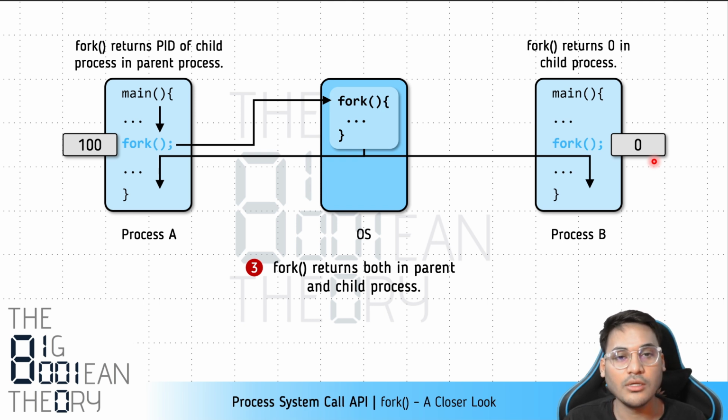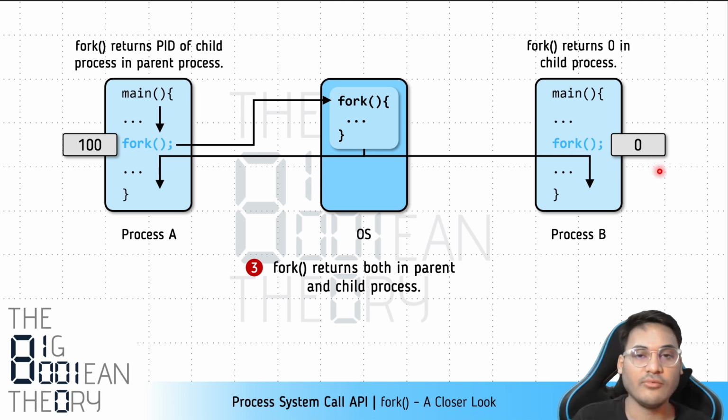Also, when the fork system call returns, the return values are different. In the parent process, it's the PID of the child. In the child process, it's 0. So this return value can be used to find out which process we are currently in, right? Whether we are in the parent process or in the child process. We'll soon see an example of how this return value is useful, right? So this was about the return values.